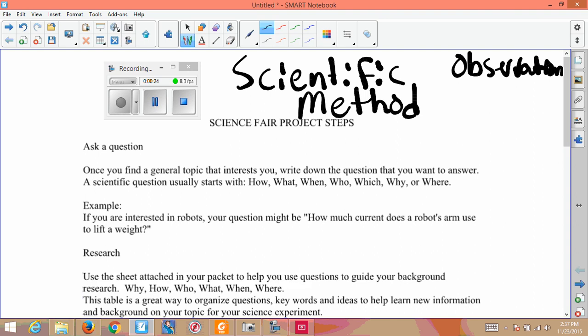Observation makes you go, I wonder why that happens, or how that happens. Then you start researching. You research because you need to find out what other people know, what other people have investigated, what other people have found out. And you use that research to form your hypothesis.